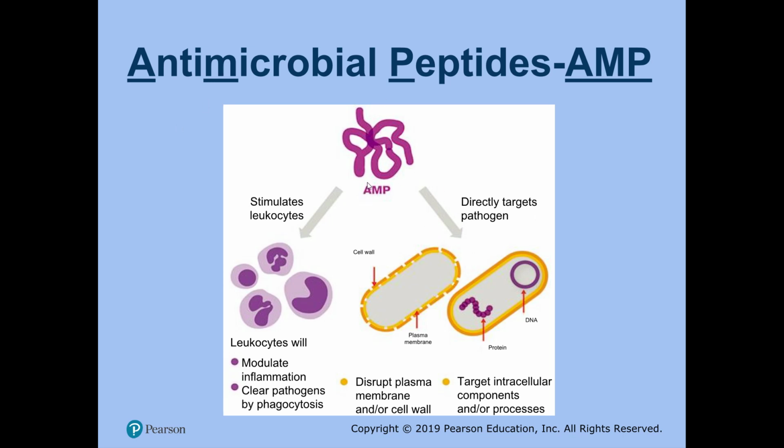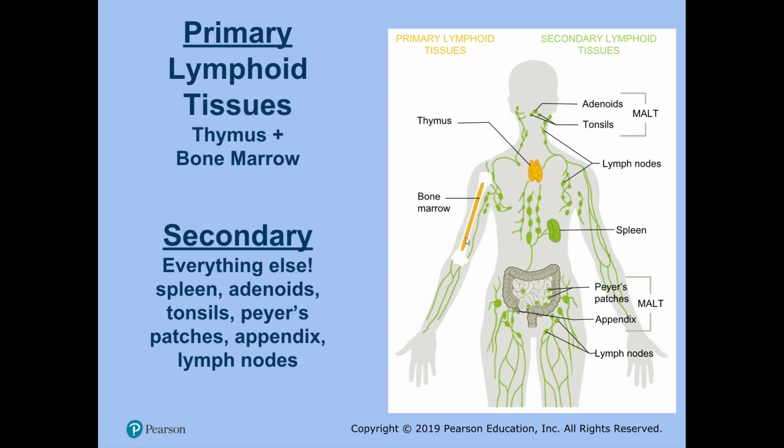This is part of the innate immune system, so remember, they don't target specific pathogens. They just see this foreign bacteria, and then they're like, oh, I'm going to kill it. So I think that's kind of cool, the AMP.